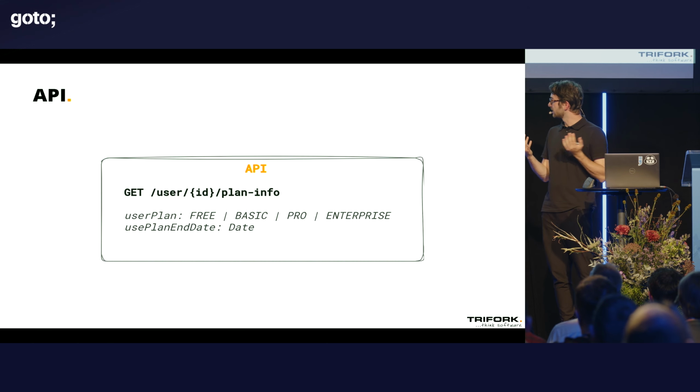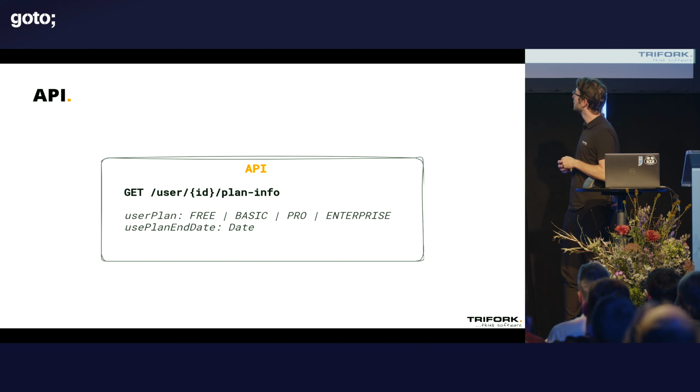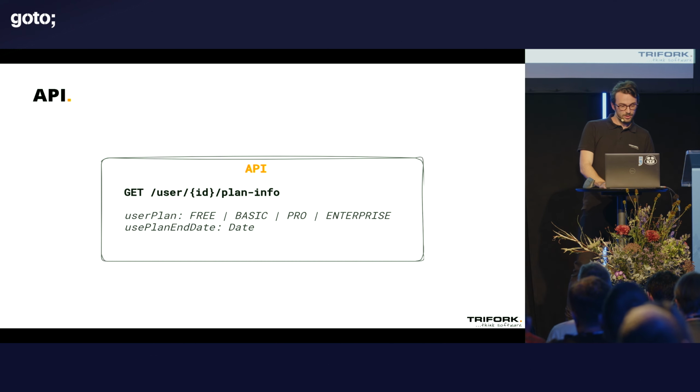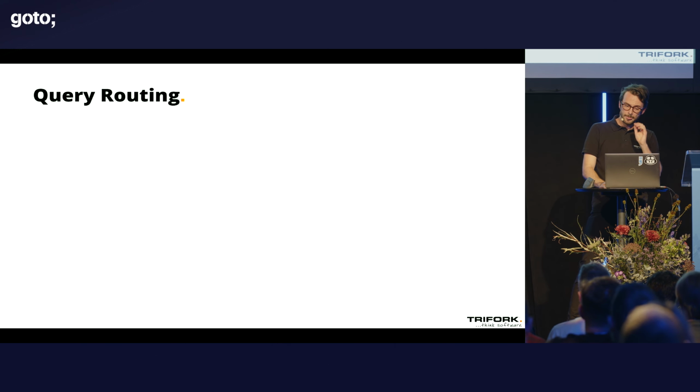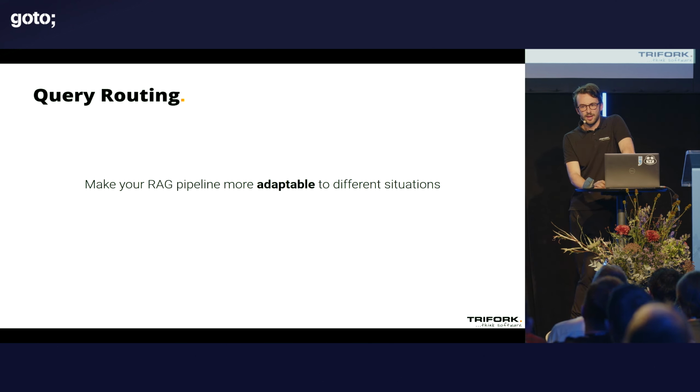Then Fake AS also has this API to get the plan info for each customer. It takes the user ID and then it supplies the plan info. So let's try and see if we can implement that. And one of the techniques we're going to use is query routing. Query routing is a way to make your pipeline more adaptable to specific situations.